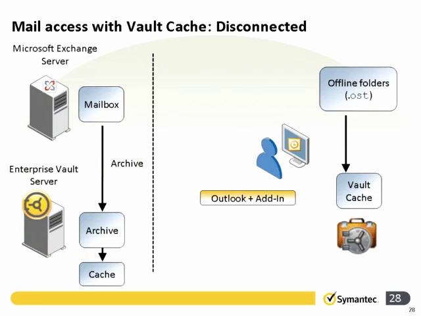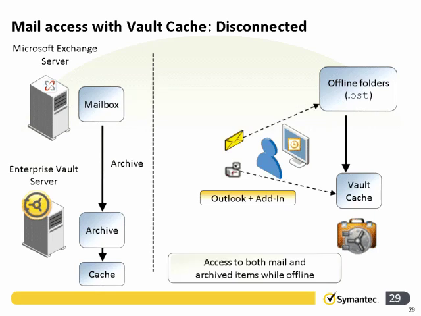If I'm disconnected though, and again this is using the Exchange server cache mode, I know that I don't have a connection to the Exchange server or the Enterprise Vault server, so if I'm accessing mail, it'll have to be done through the offline folders, and if I'm accessing items that have been archived, it will be through the Vault cache. And again, if I'm accessing these items through the Vault cache and it doesn't exist there, that item will be added to the download list.